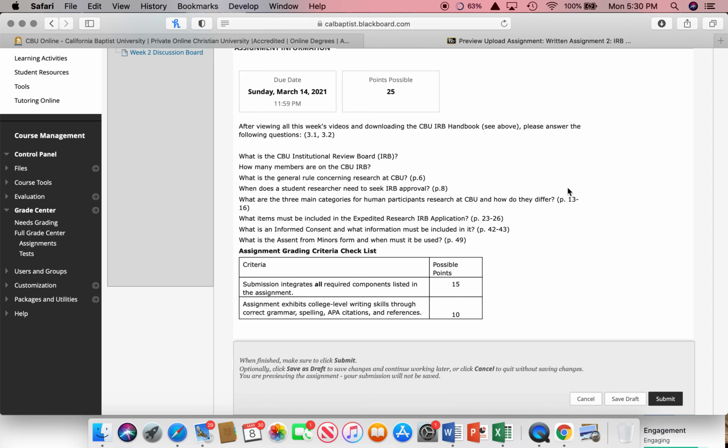And then on these assignments, you must exhibit college-level writing throughout using correct grammar and spelling. If you're citing something, use APA citations and references. And that's for the 10 points. Once again, on these questions, I'm expecting some sort of depth at the academic level when you answer these. So that is your written assignment. Get the IRB handbook, look up these various questions, review the handbook, and answer these based upon each one of these questions.